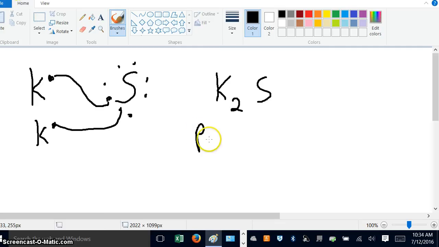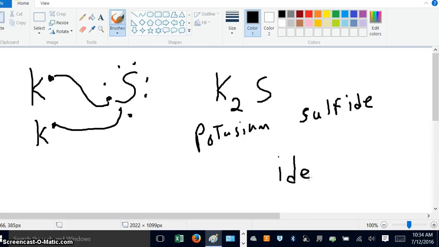Here, let me write it out. Potassium. The S is sulfur, but you don't say potassium sulfur, you say potassium sulfide. Sulfide, IDE. We always end with that suffix. So this IDE comes from the fact that the non-metal here is on the periodic table. All right. So there's another example.